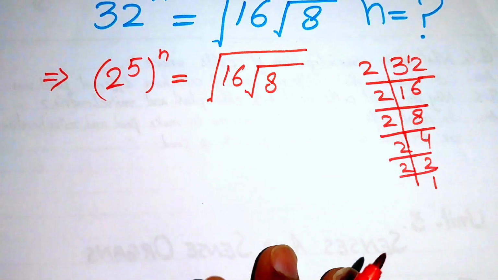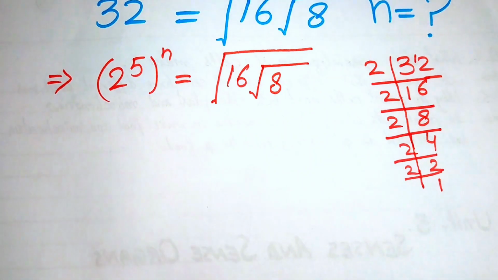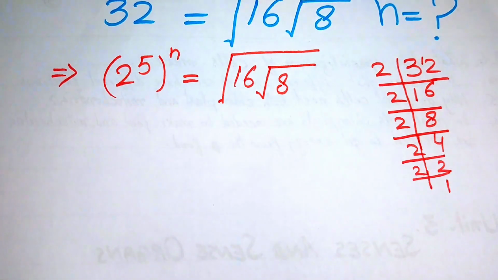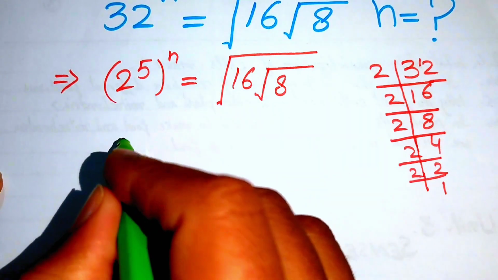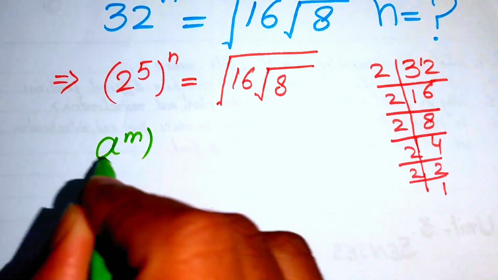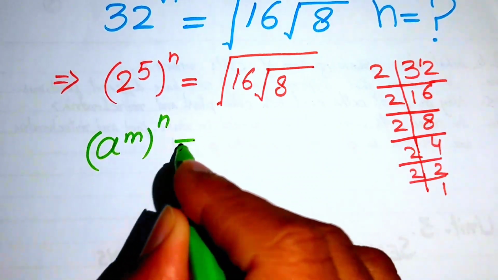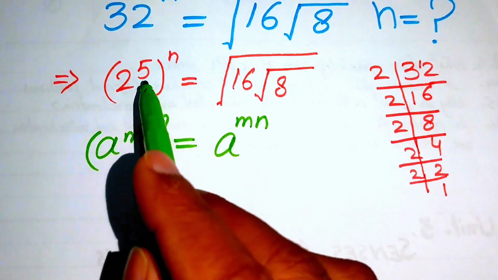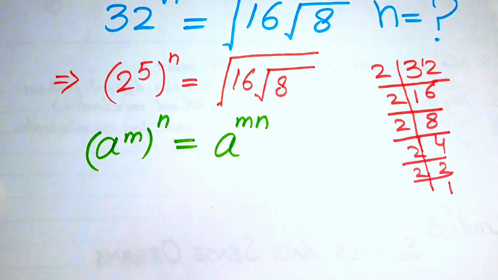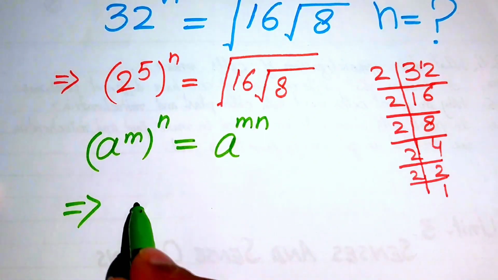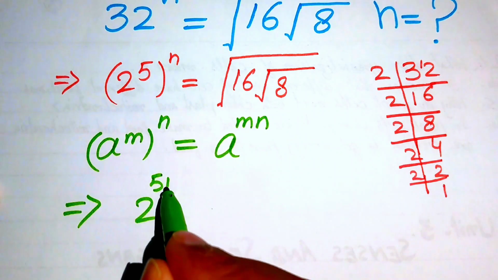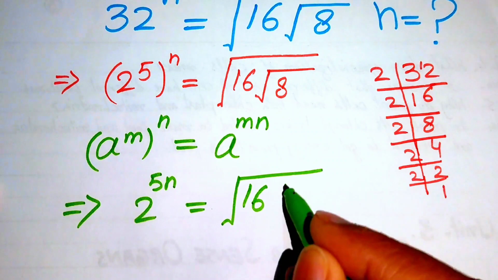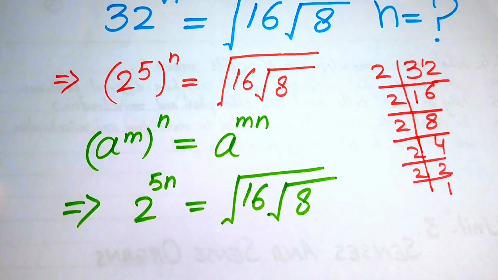Here we use the nice exponential law, and according to this exponential law we rewrite the left hand side. First we use this exponential law: a to the power of m to the power of n equals a to the power of m times n. Here you see that these are two exponents, so these are multiplied by each other, and we will get 2 to the power of 5n equals square root of 16 into square root of 8.